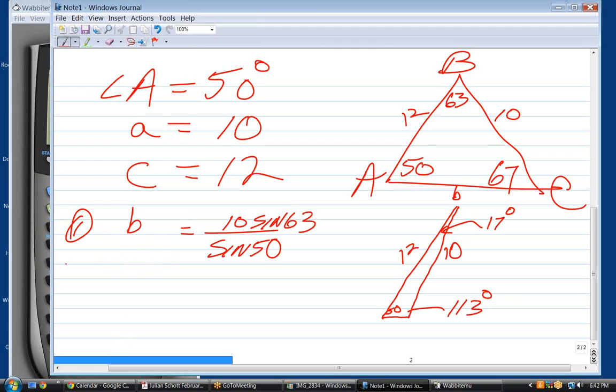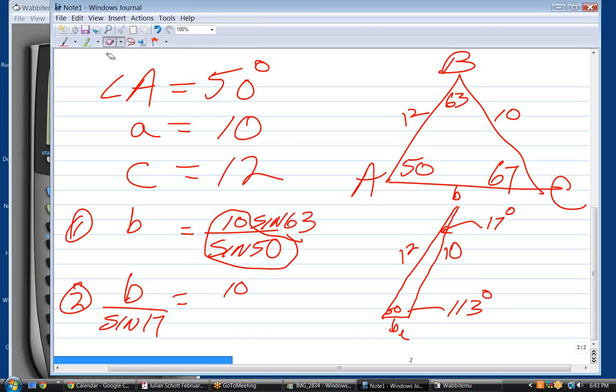Okay. Triangle number two. That would be little b. Okay, so it'd be b over the sine of 17 equals, and we can do 10 again, 10 over sine of 50. Yeah, you can use that.